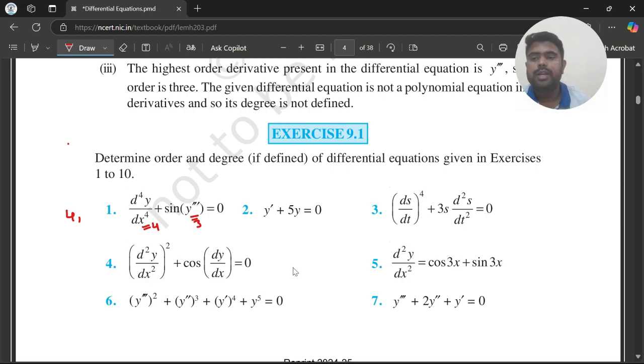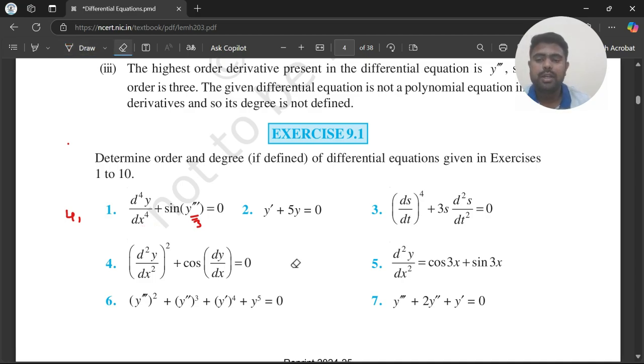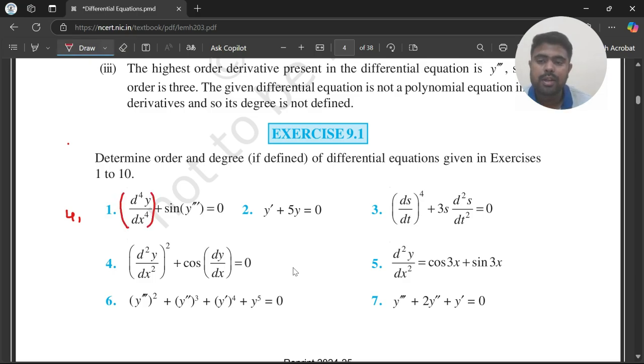But now how do we find the degree? Degree is the highest power of the highest order derivative. The power of the highest order derivative is 1, so you might directly say the degree is 1, but no. Why not? Because inside the sin we have y triple dash. As I said, if derivatives come inside any function, we say that the degree is not defined. So in this case the degree is not defined.